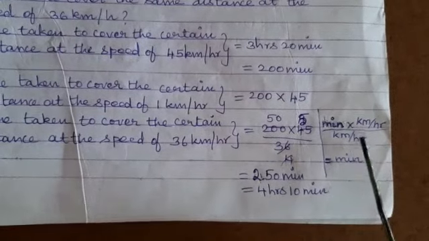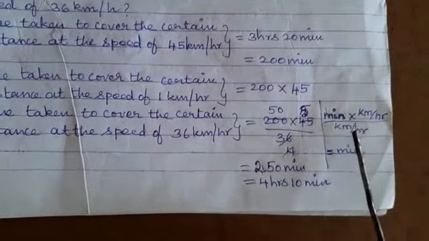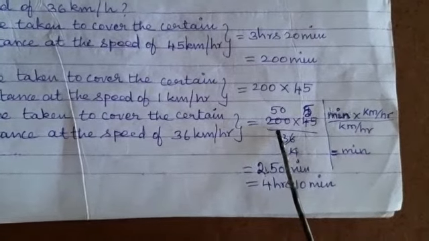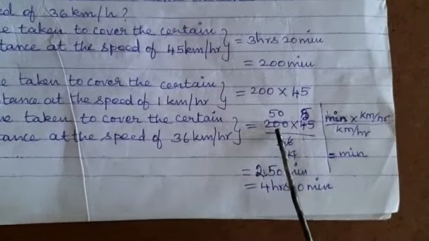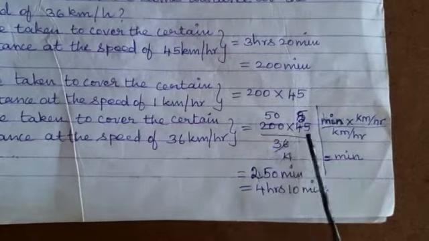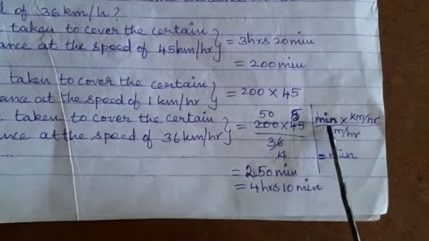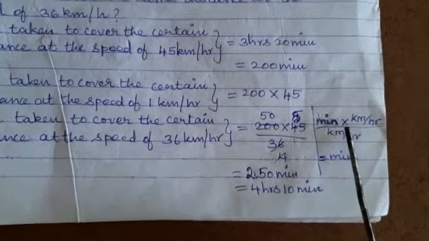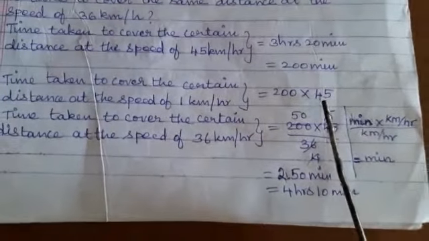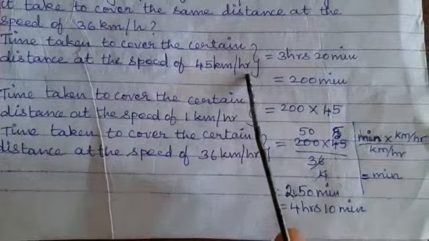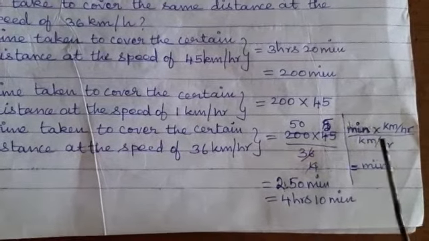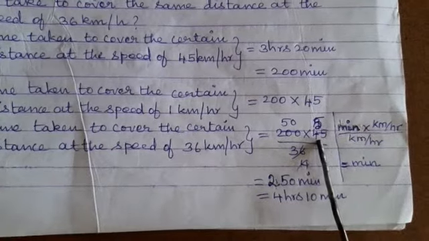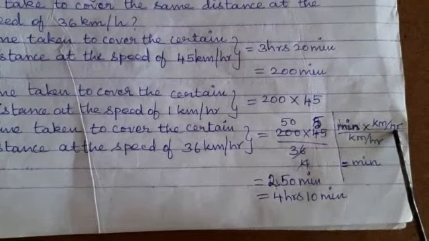During the calculation, be careful with the units. Just see here: 200 into 45. What is 200? 200 minutes, so I am writing the unit minutes here. Between multiplication, here also I'll put multiplication. Then 45: what is 45? 45 kilometers per hour, so I am writing kilometers per hour in the numerator only.